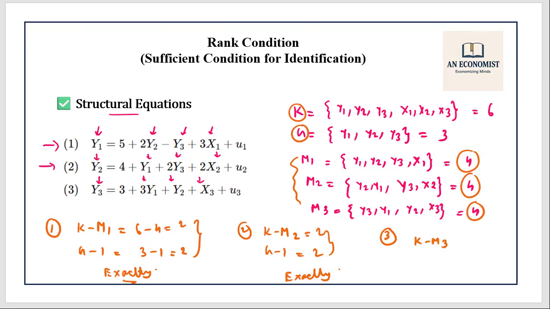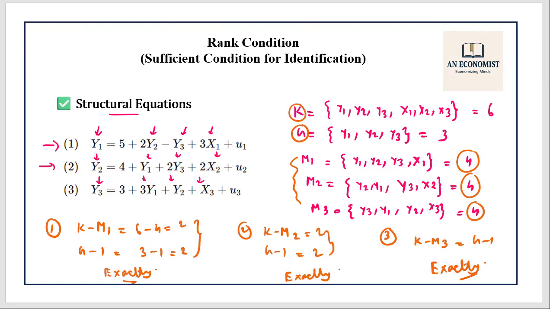K minus m3 will also be exactly equal to g minus 1. It is also exactly identified. So all three equations are exactly identified, and the order condition is satisfied for all three equations. So this is the first step.